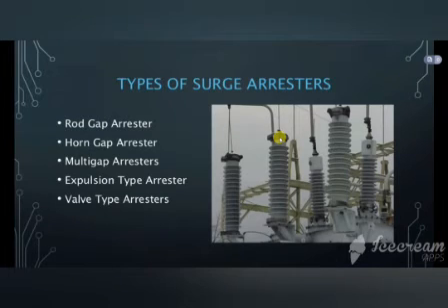Let us see the types of surge arrestors. Rod gap, horn gap, multi gap, expulsion type and valve type arrestors are there in the power system to protect the equipment and the power lines.